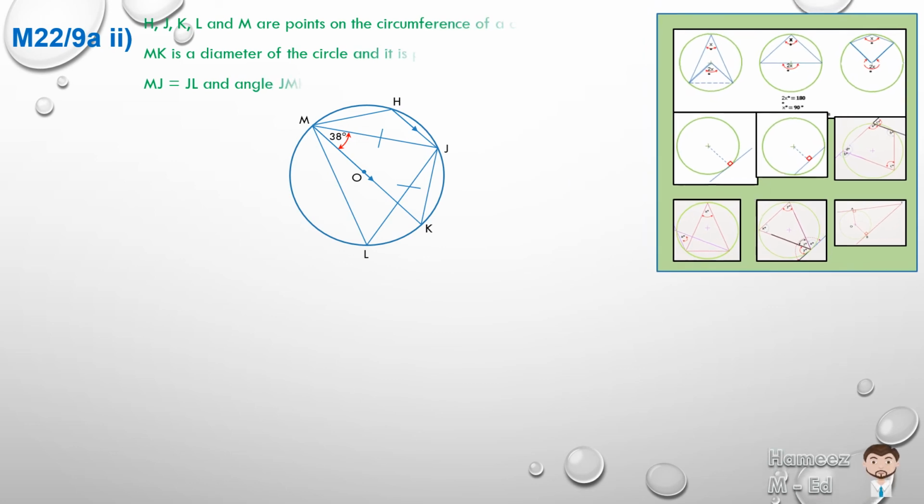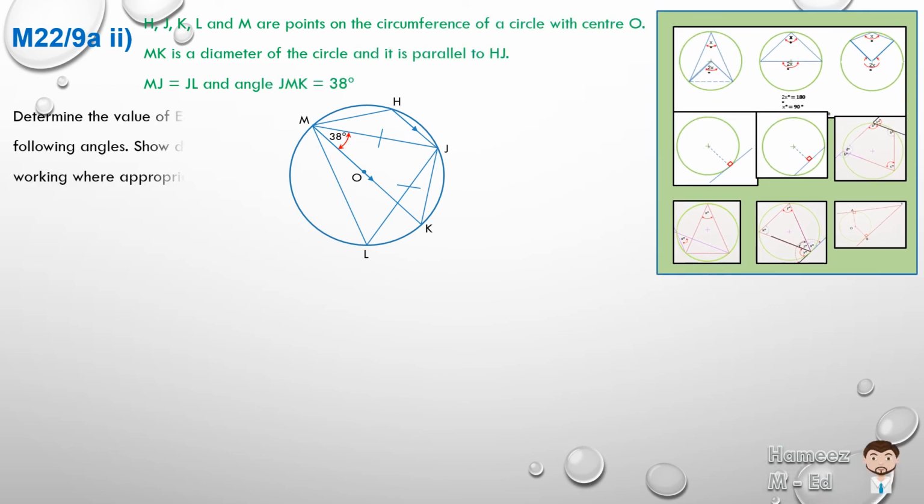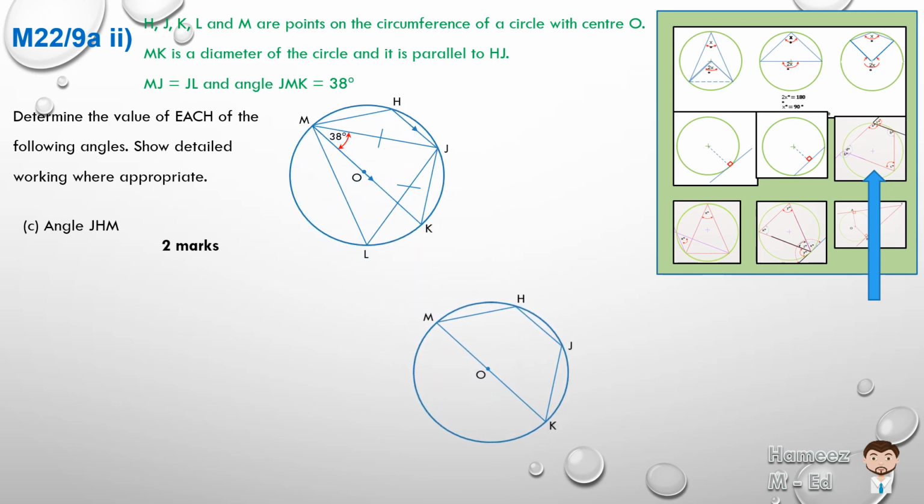May 2022, number 9A, part 2. The last part of the question: determine angle JHM. Now, if we look at that, we can see JHM is part of the cyclic quadrilateral. And that rule there, which is number 6 on the right-hand side, indicates to us certain properties. So let's extract it. And what do we recognize?